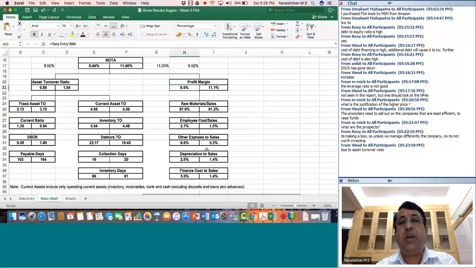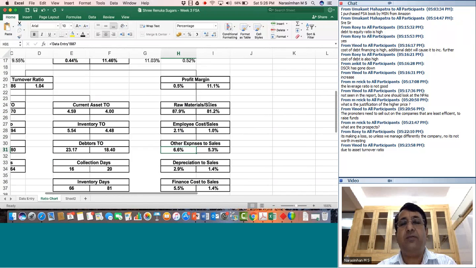We find that there's nearly a 6% increase in the raw material to sales cost. There's also a 1% increase in the employee cost as a percentage of sales. Other expenses have also gone up by 1%. And the depreciation values have also gone up. So about 10% has gone down. Nearly 10.6% value has gone down. You can actually figure it out.